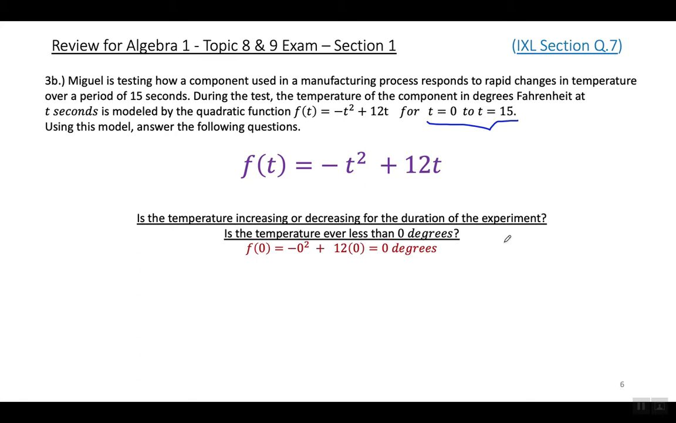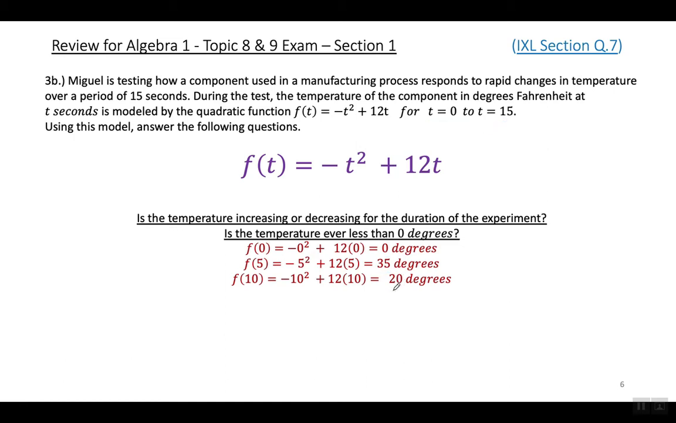Let's try 5 seconds. If you substitute a 5 into the function with a calculator, this does not take that long, but you do have to write it out. At 5 seconds, the temperature is now 35 degrees Fahrenheit. Let's try 10 seconds. Let's substitute 10 into the function. At 10 seconds, notice something. It went from 0 up to 35, and now it went down to 20.